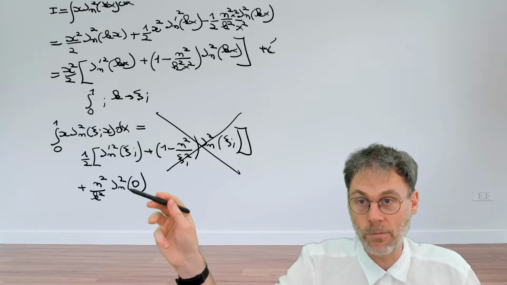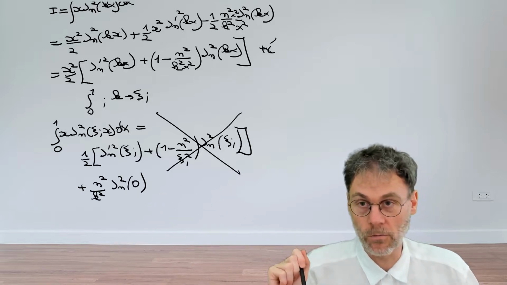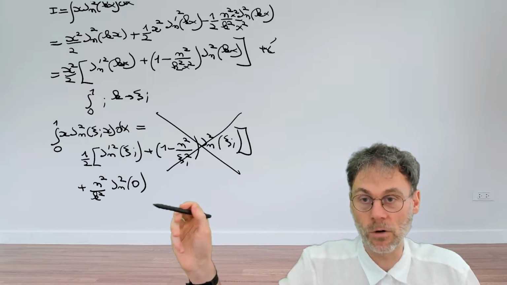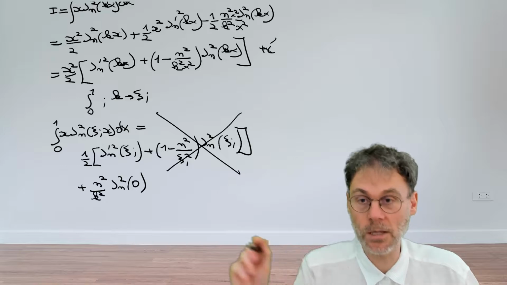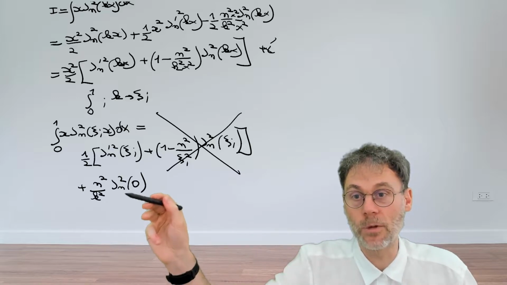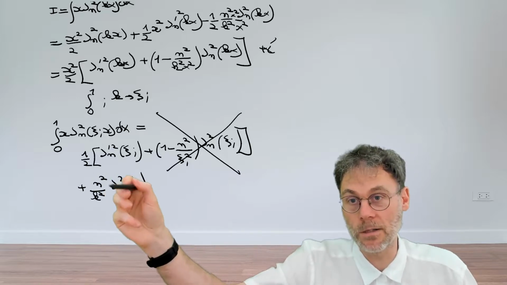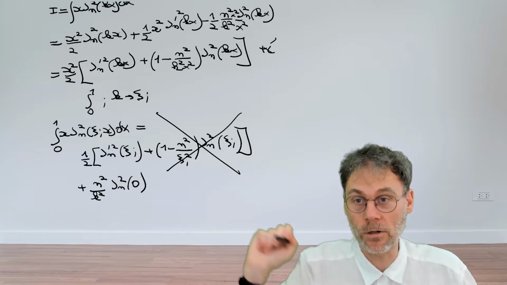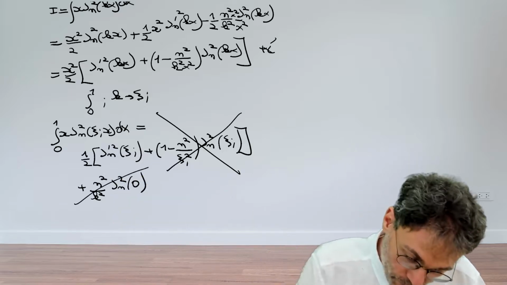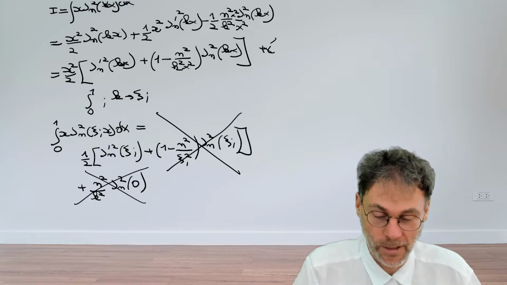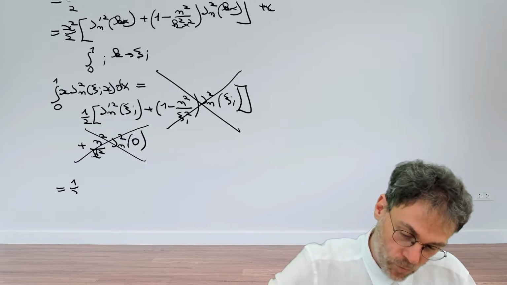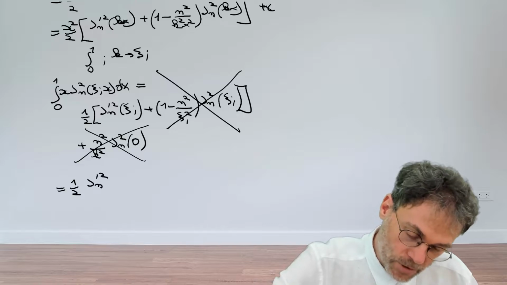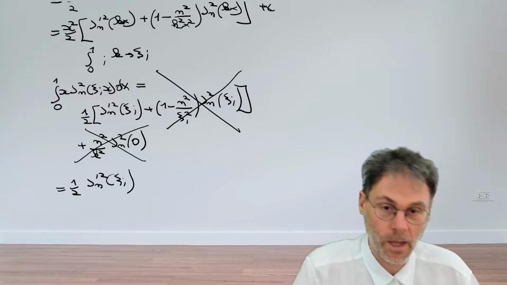What happens with Bessel functions at the origin? Well, we know that Bessel functions at the origin are always 0, except for the case where n is equal to 0. But if n is equal to 0, that means that this guy is equal to 0. So regardless of the value of n, we're again very happy to get rid of the final term as well. So now it becomes very simple. We just have 1/2 jn prime squared of psi I.